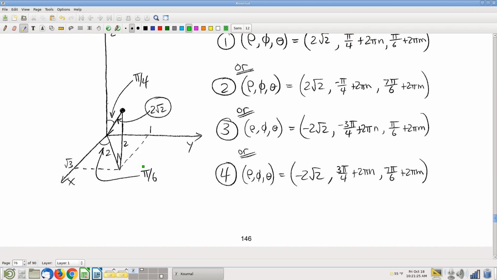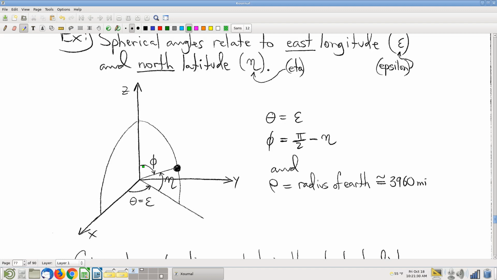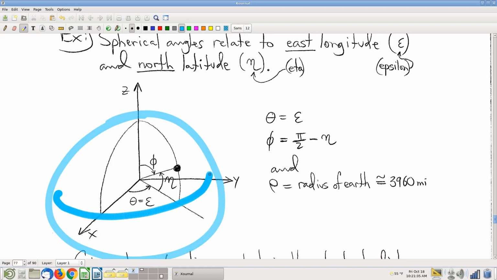Right? If you look at that in the context of how you describe locations on the surface of the Earth. Let's imagine that here's the surface of the Earth like that, and we have east longitude, measured east from the prime meridian, and we have also north latitude measured north from the equator. Well, golly, that's not that far off. Theta is east longitude. Same thing.